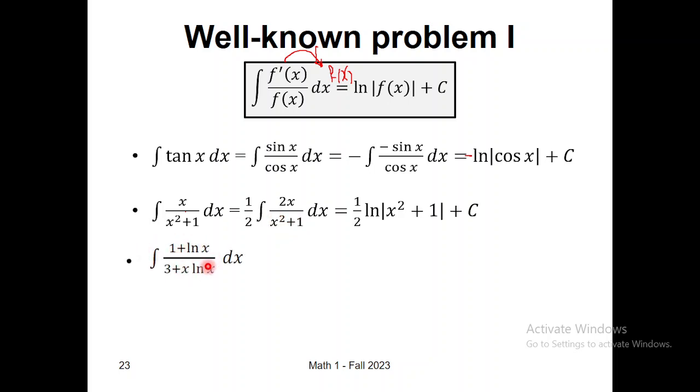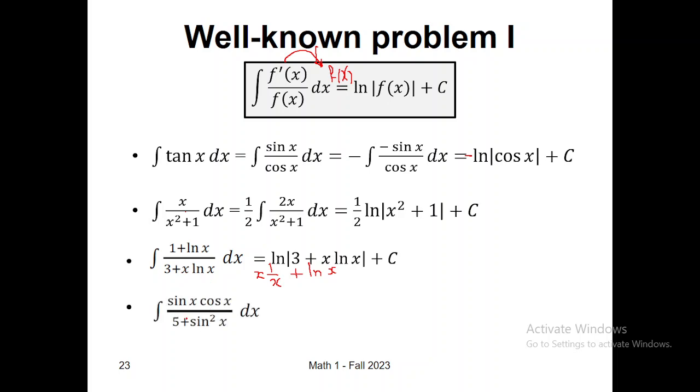If you have this expression, you can say that we have a fraction and we have to check first the derivative of this function. The derivative will be 0 for 3. And here we have a product. The derivative of this product will be x multiplied by the derivative of ln x, which is 1 over x, plus ln x multiplied by the derivative of x, which is 1. So it will be 1 plus ln x, which is exactly the numerator. So without any modification, the derivative of the denominator is the numerator. So the result will be ln of the function in the denominator.